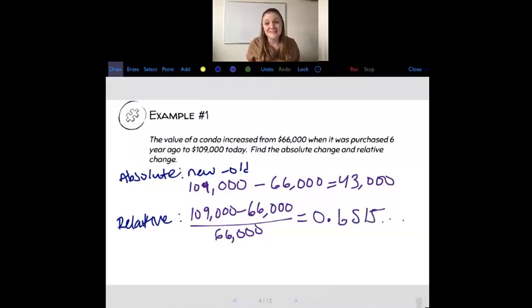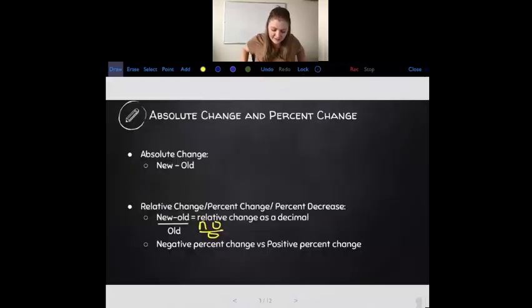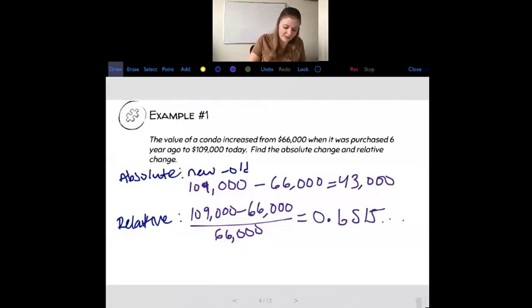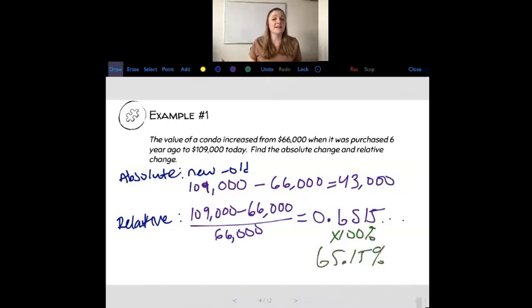Now, does this number look like a percent? Not quite. Remember, it gives us the relative change as a decimal. So with this, you have to make sure to convert your answer to a percent by multiplying by 100. So this would be, let's say, 65.15%. So that's the percent increase, and it's a positive because the more recent value is higher than the older value.